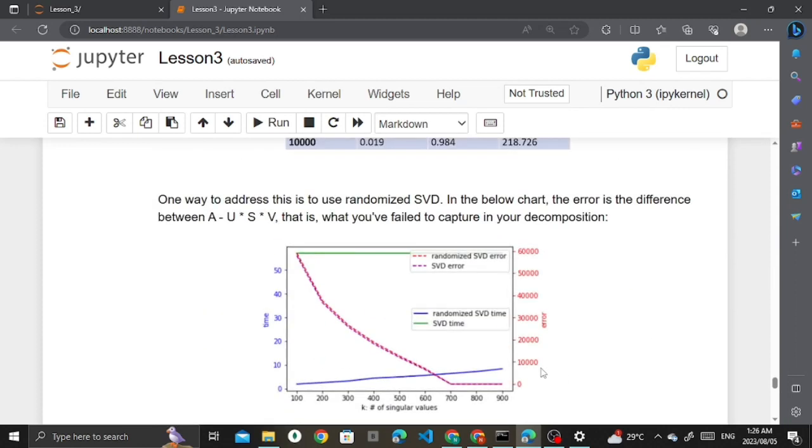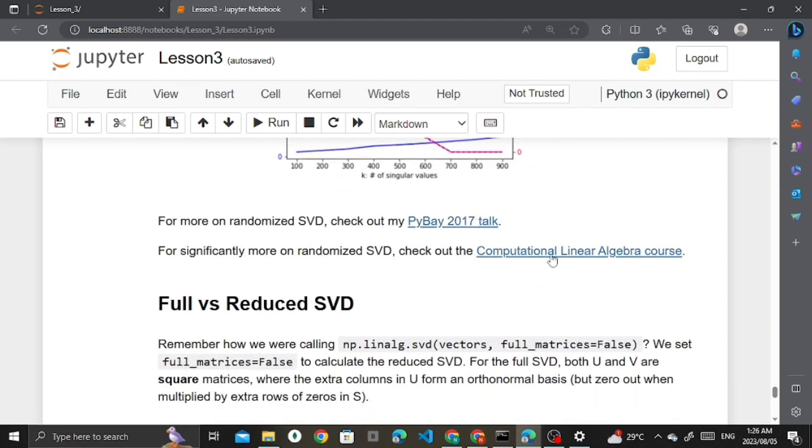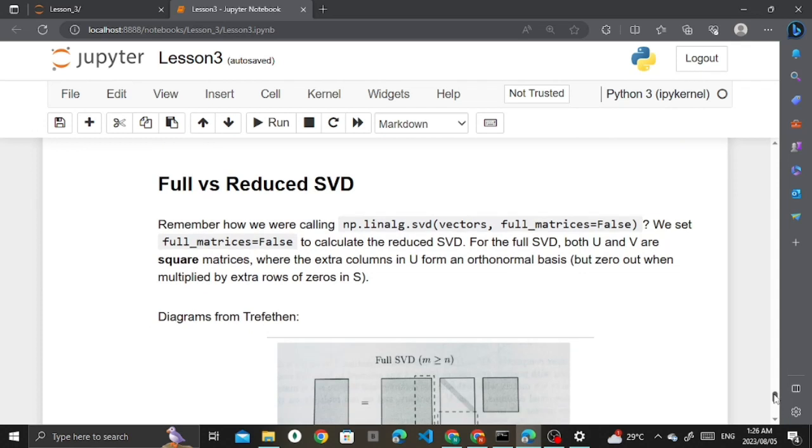In this graph, k is the number of singular values. So if you throw away some, how close can you reconstruct your original matrix A? These are the dotted lines you can see in the plot. I refer to these two: this is the PyBay talk, and this is the computational linear algebra course, which you can refer to after the class. The next thing I want to address is full versus reduced SVD.